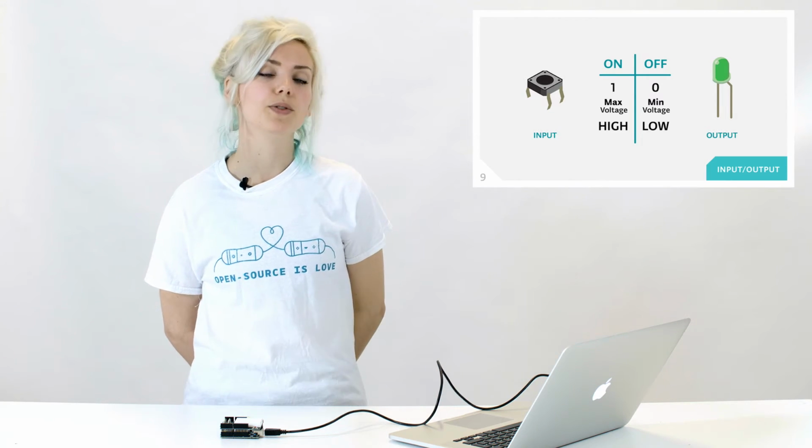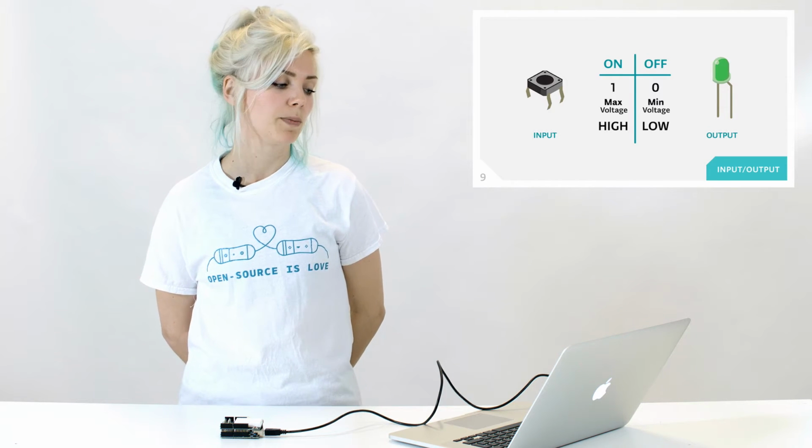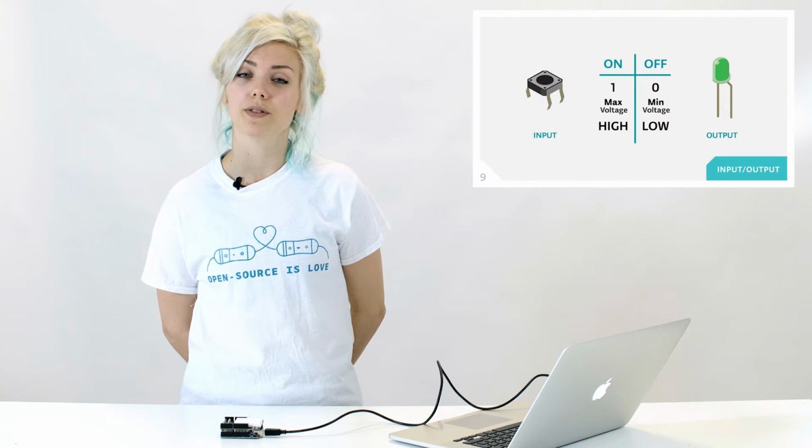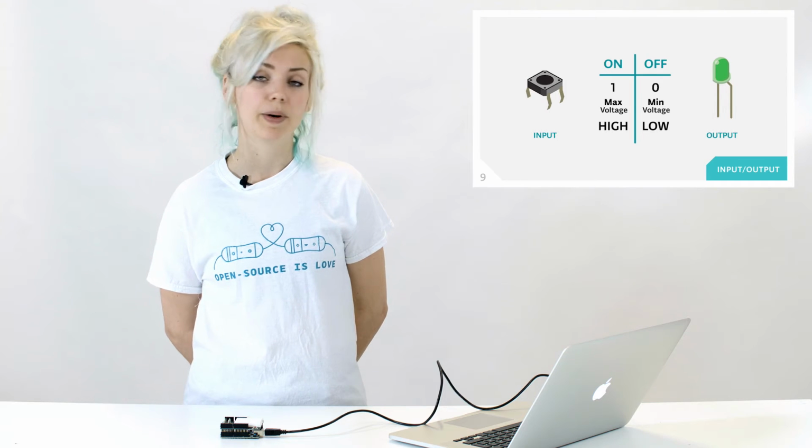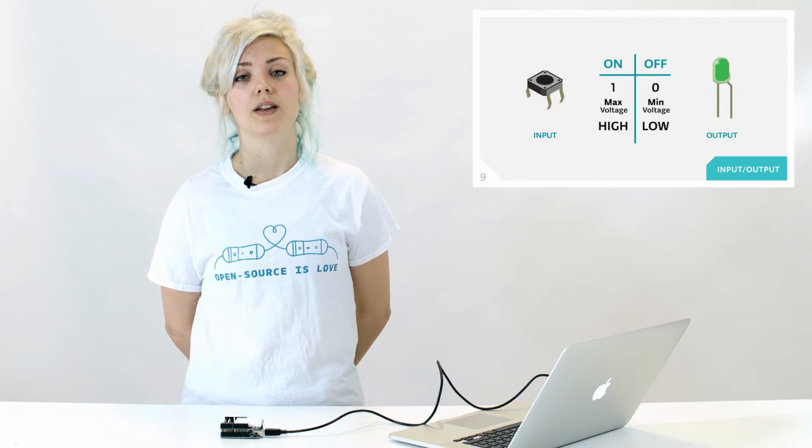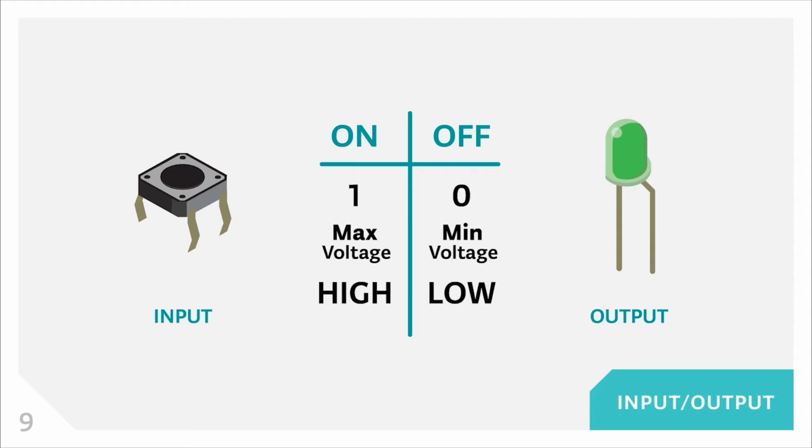Now, these two states can be used for both input and output. So if you connect a button, for instance, you can read whether it's on or off. And in turn, you can of course use it as output to put an LED on or off, just like in the blink example.